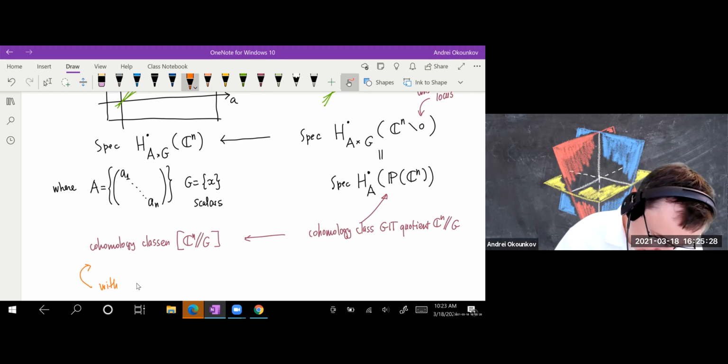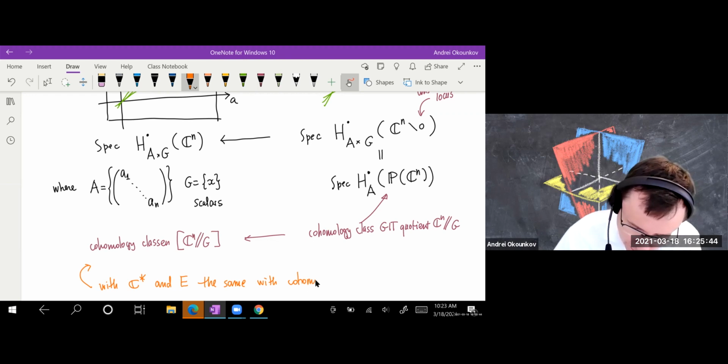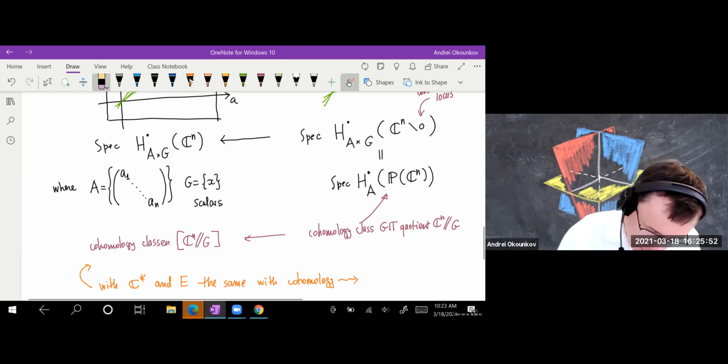Yes, and I explain in fact, with C star, and E is the same, the same with cohomology replaced by equivariant K-theory, analytic cohomology.